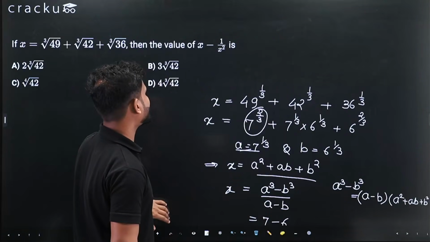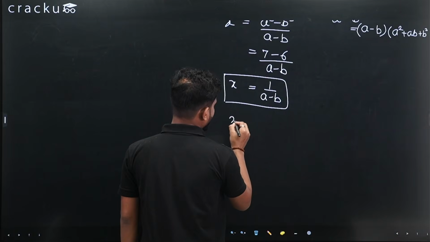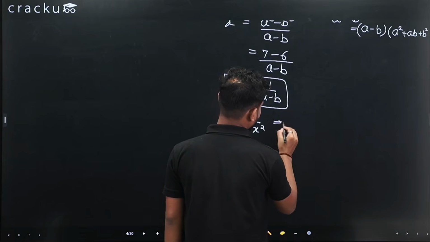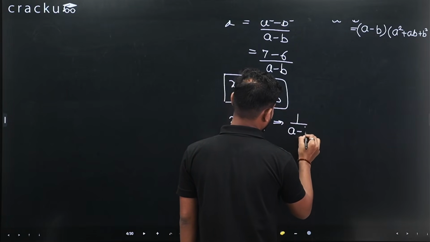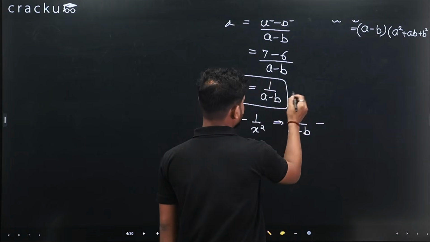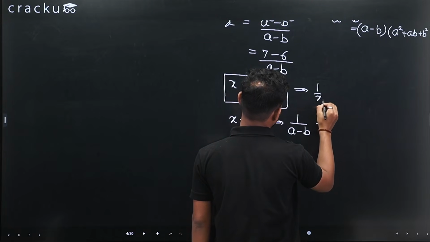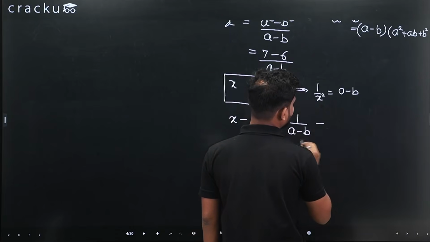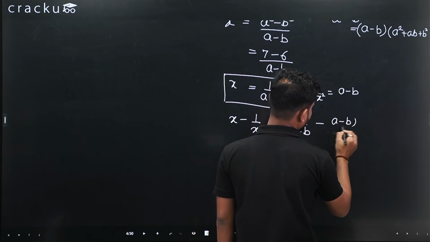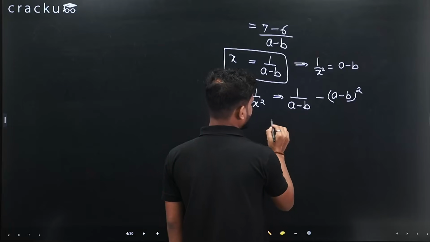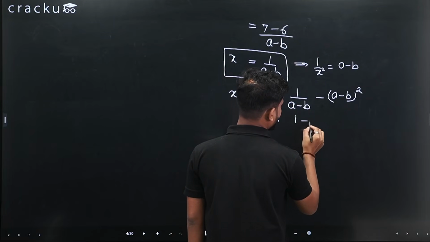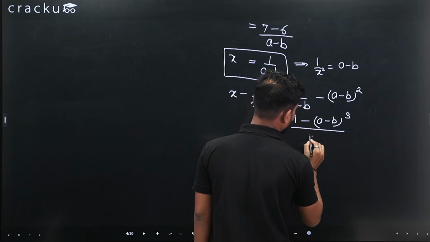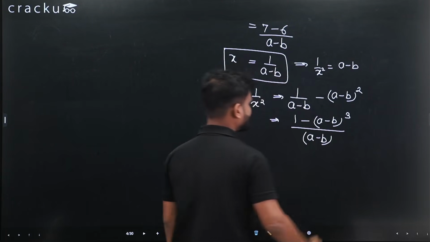You are asked x minus 1 by x square. So x minus 1 by x square. This is nothing but 1 upon A minus B minus, what is 1 by x? 1 by x is nothing but A minus B, right? And what is 1 by x square? It is nothing but (A minus B) whole square. Now this is 1 upon (A minus B) minus (A minus B) whole cube, upon A minus B.